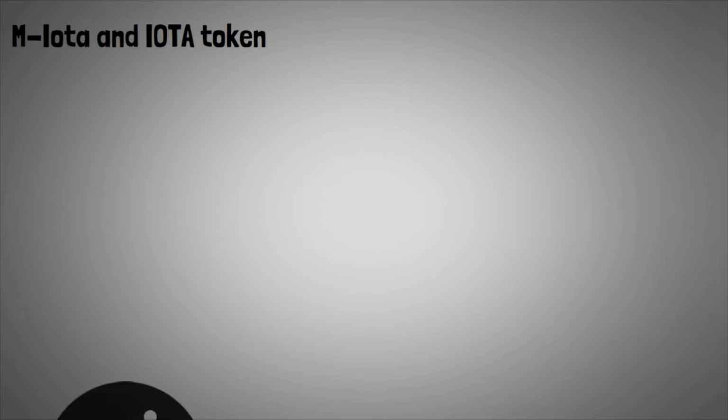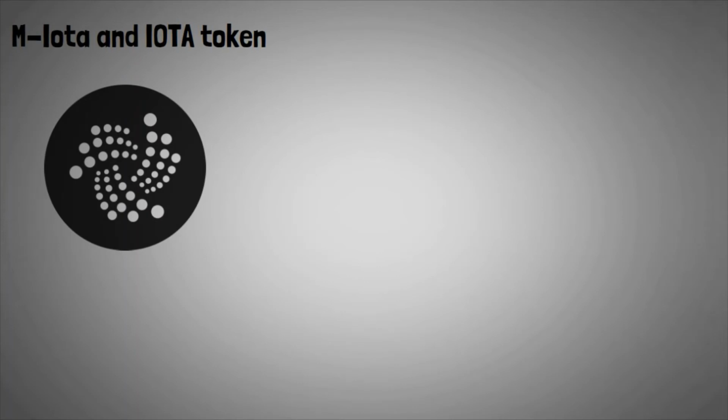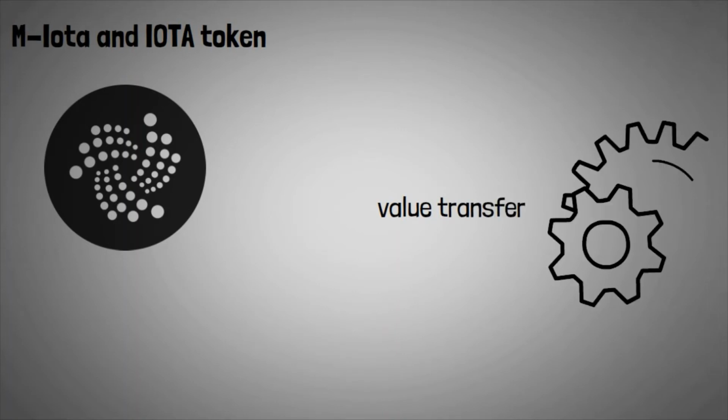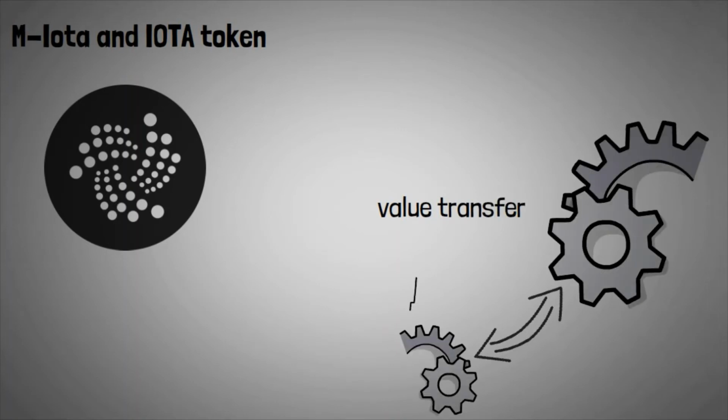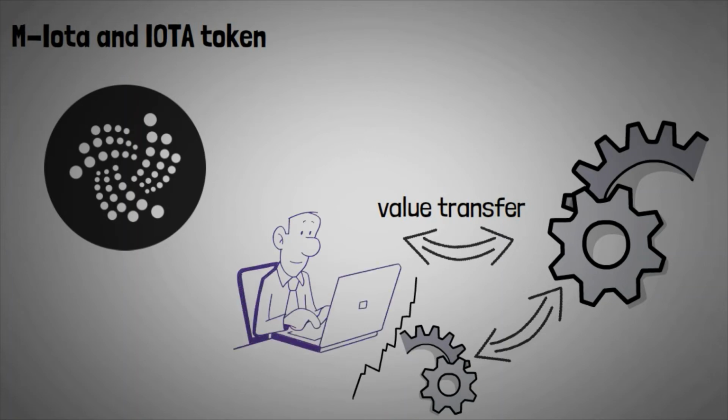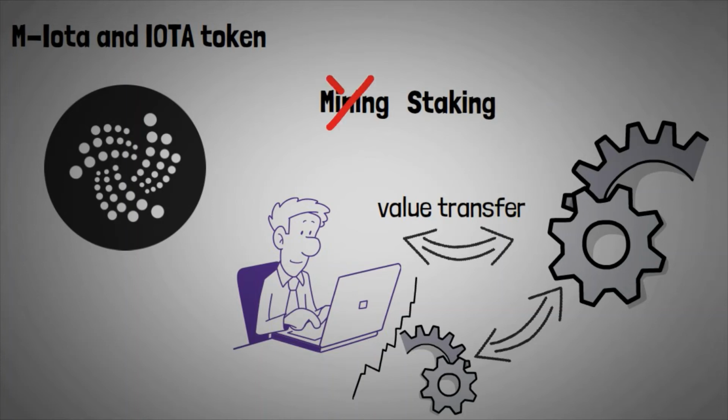Let's round up by looking into mIOTA and IOTA token. As you already know by now, the IOTA token is the native cryptocurrency on the IOTA network. It is the go-to tool for value transfer in the IOTA ecosystem, be it machine-to-machine or human-to-machine transactions. IOTA doesn't require mining or staking. This means the value and data can be exchanged or transferred without any fees, which in turn makes the asset flexible for a wide range of use cases.